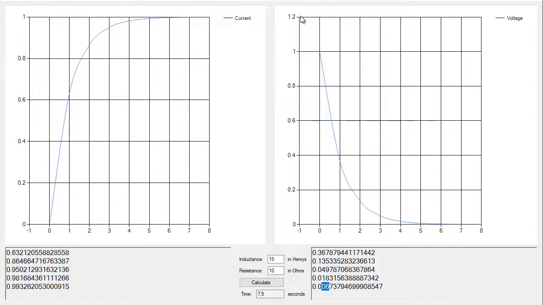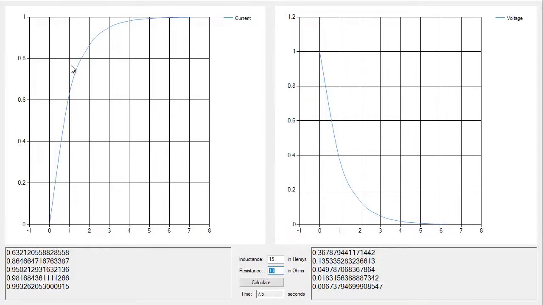Again, I've gone through this several times in a couple of different videos now, trying to explain this, and I have got the figure wrong. So 99.3 is the figure. So please, when you're listening to what I'm saying, please understand that I don't always get the figures right. This is the real figure. This is the calculated figure for 5 time constants: 7.5 seconds when we have an inductance of 15 henries and 10 ohms.